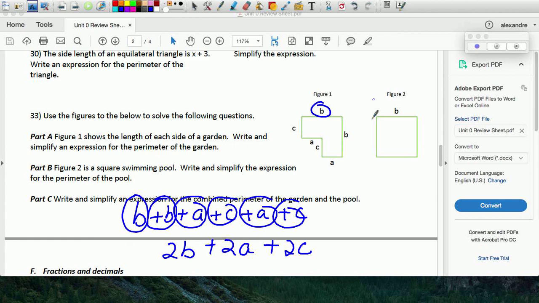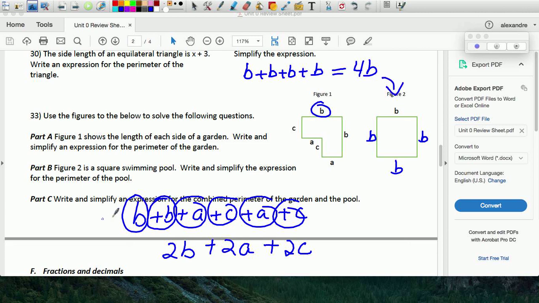The square is a square. So if that's a square, you know all the sides are the same. So that means this is b, this is b, and this is b. And the perimeter would be b plus b plus b plus b. If you like, you can put a 1 in front of every b. It's the same thing, right? So b plus b plus b plus b. How many b's do we see? 4 b's. That would be the perimeter of this shape.